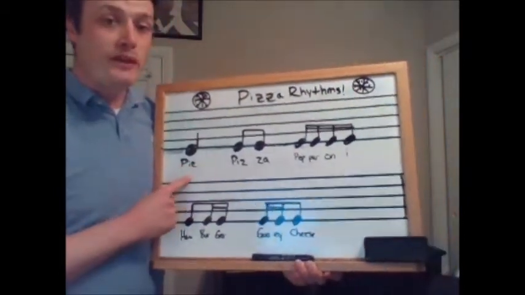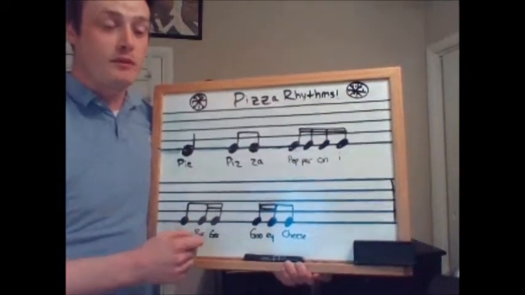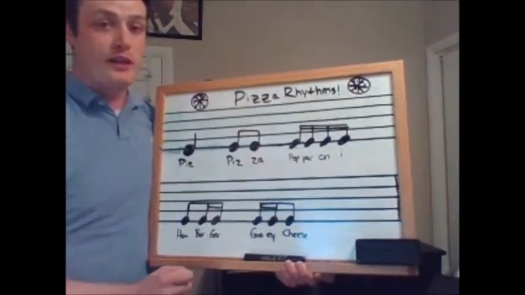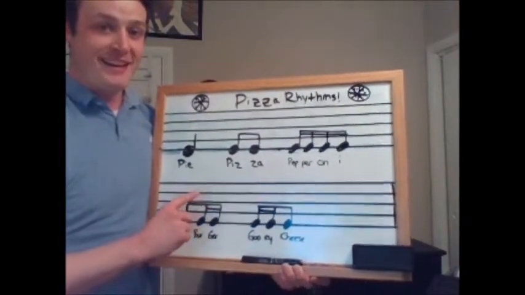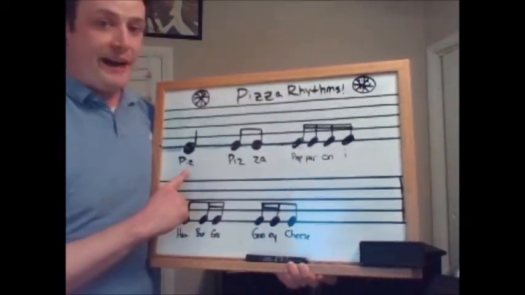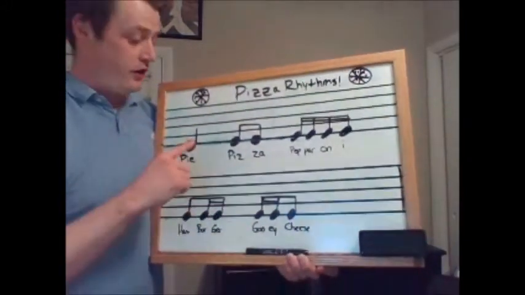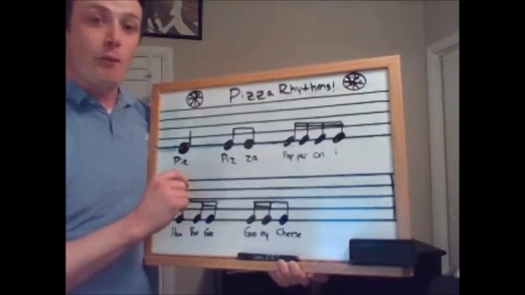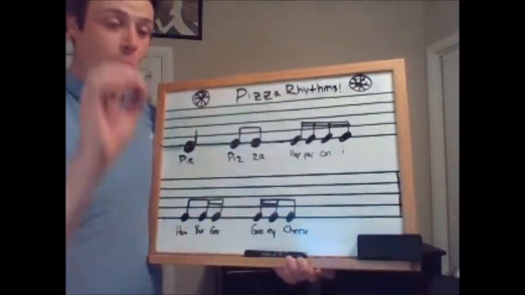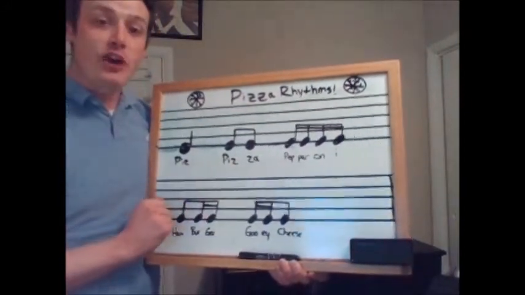Now, let's review. I'm going to point to these different ones, and I'm going to show you how we can make different rhythms using our first three words: pie, pizza, and pepperoni. Ready? Here we go. Pie, pie, pizza, pie. Your turn. Pie, pie, pizza, pie. One last time. Ready? Go. Pie, pie, pizza, pie.